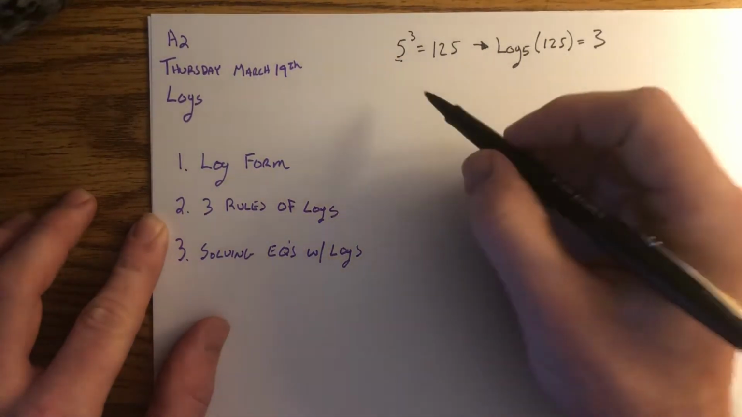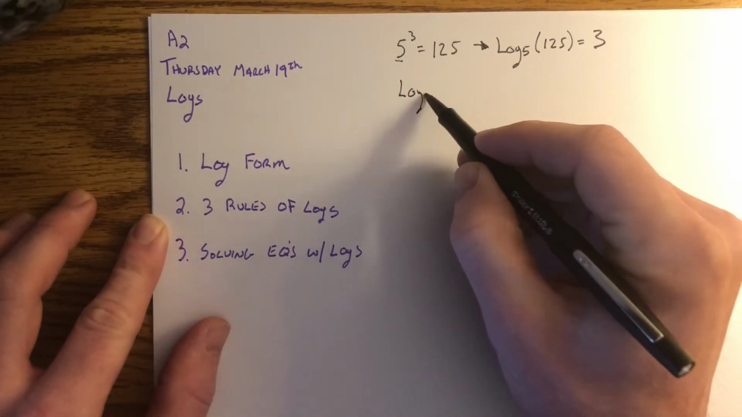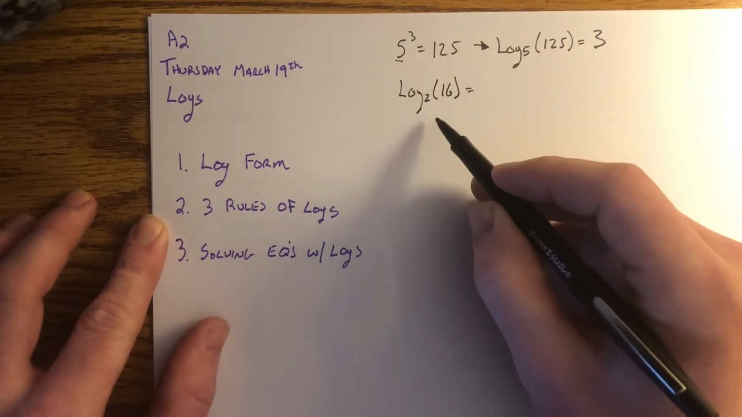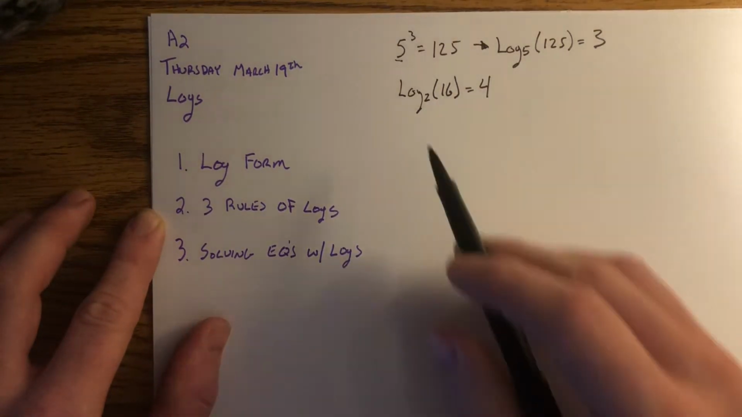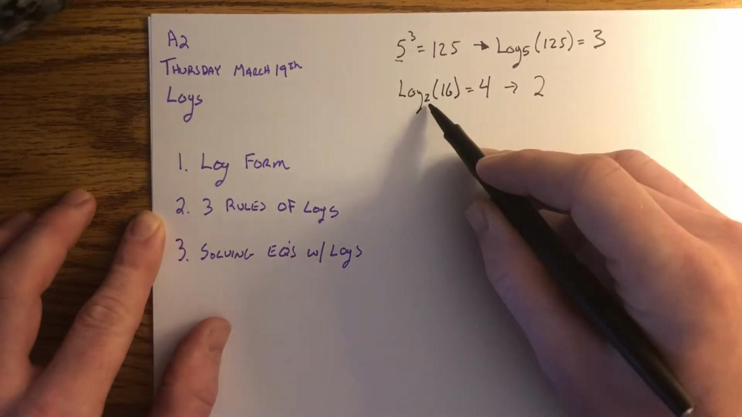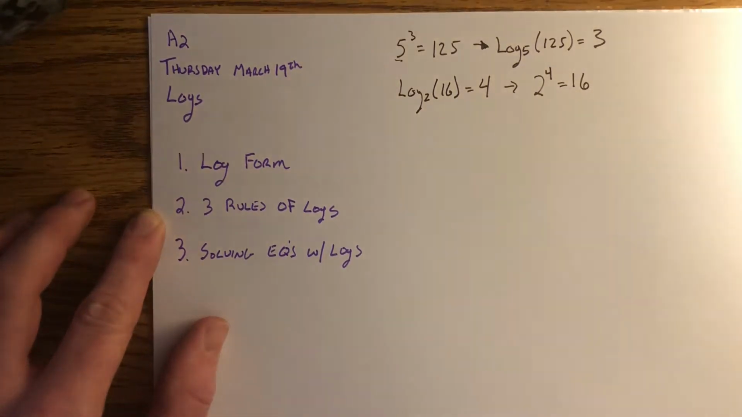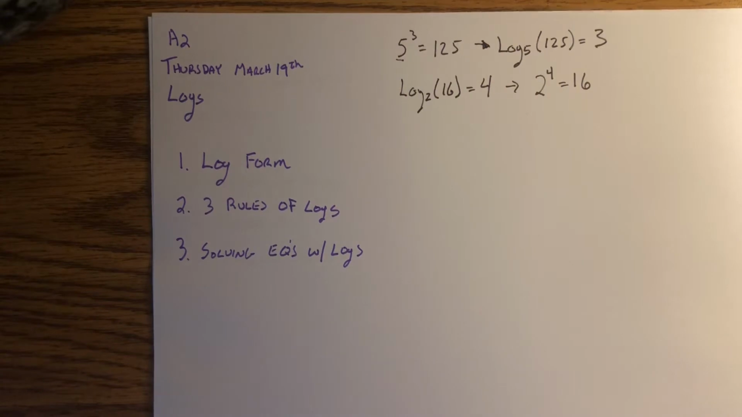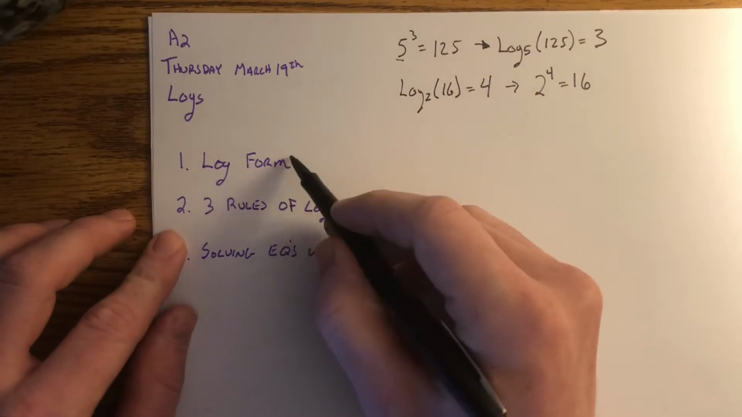So we can also work backwards, and we could have something like log base 2 of 16 equals, 2 times 2 is 4, times 2 is 8, times 2 is 16, so that'll be 4. So if I wanted to write that backwards, sorry, the base is 2, the exponent is 4, equals 16. Okay, so that's just going between the two, log form and exponential form. That takes care of the first one.